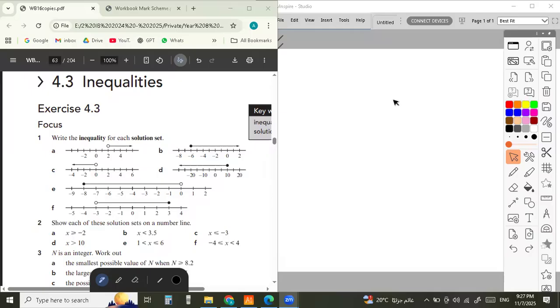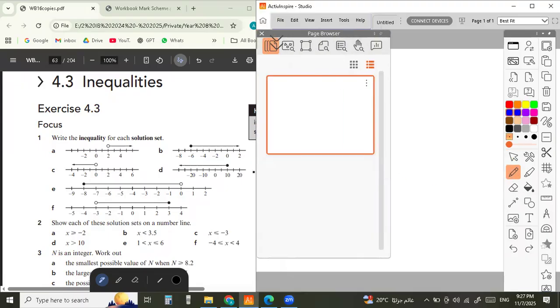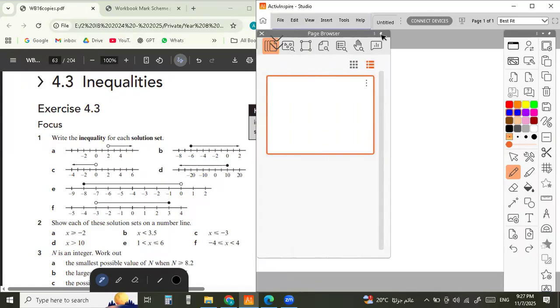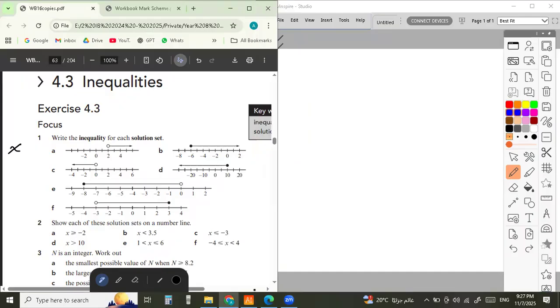Hello everyone, hope all of you are doing great, and in today's video we're going to discuss lesson 4.3, which is all about inequalities. And here in the first question they are asking you to write the inequality for each solution set. So the first one here, for example, we have x is greater than, as you see over here, it is starting from 2.